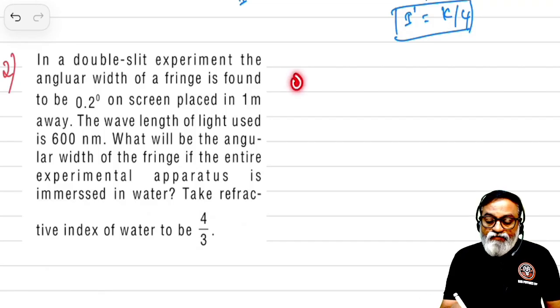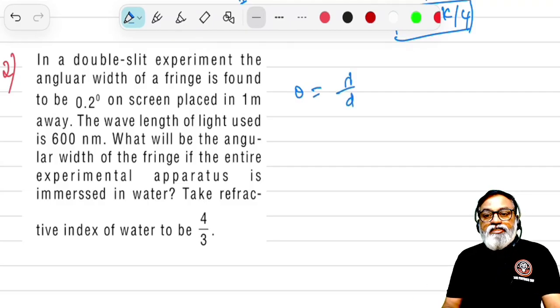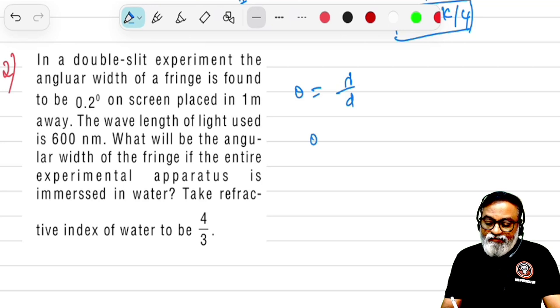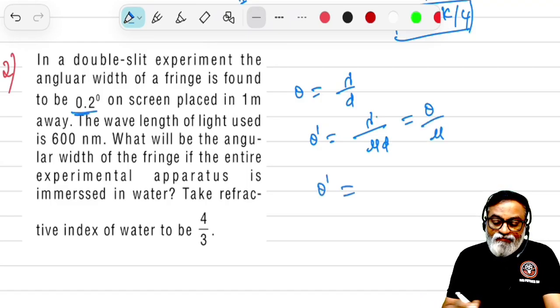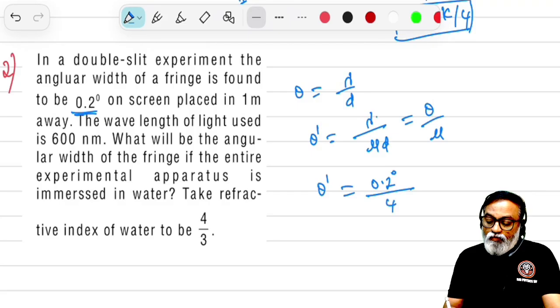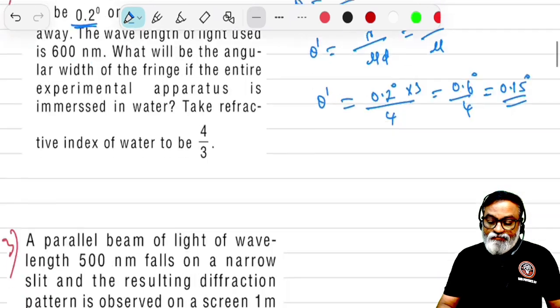See here, angular width theta is equal to lambda by d. When this experiment is immersed in liquid, the angular width theta dash is equal to lambda by mu d, since lambda becomes lambda by mu. But here lambda by d is theta, therefore this becomes theta by mu. So theta dash is equal to the initial angular width, 0.2 degrees, divided by mu, which is 4 by 3. This becomes 0.6 degrees by 4, which is 0.15 degrees. This is the new angular width.